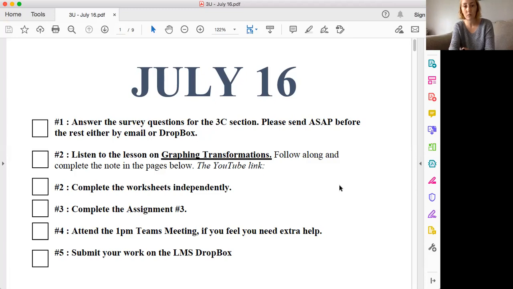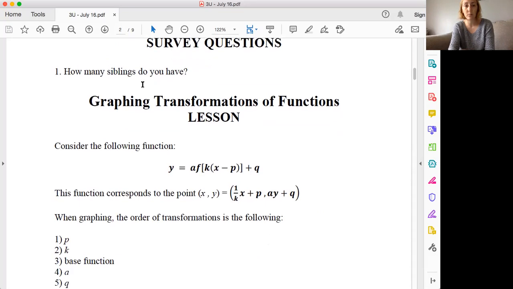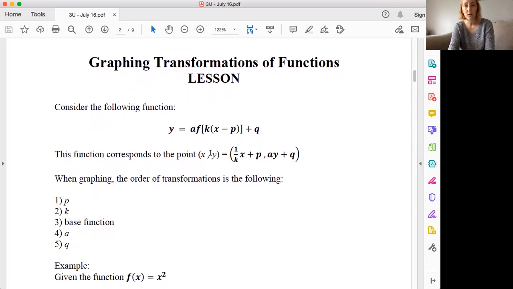So we're looking at graphing transformations today, and then I'm just going to go over assignment number 3 real quick. I do have one survey question so far. Yesterday we looked at transformations, and you can think of it as like Tetris almost.